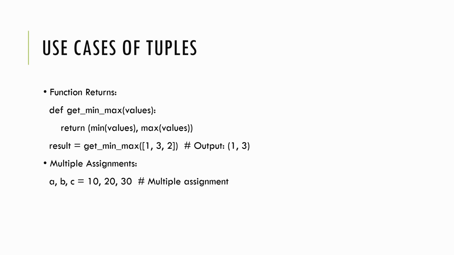Tuples are often used for returning multiple values from a function. For example, you can define a function get_min_max_values that returns both the minimum and maximum values as a tuple. Tuples are also useful when you need to assign multiple variables at once. You can do this with a single line: a, b, c = 10, 20, 30.